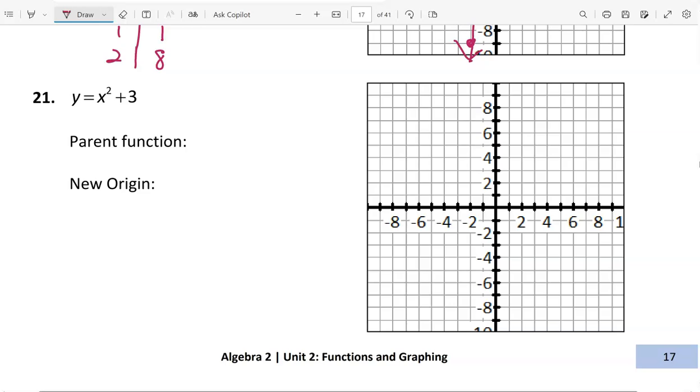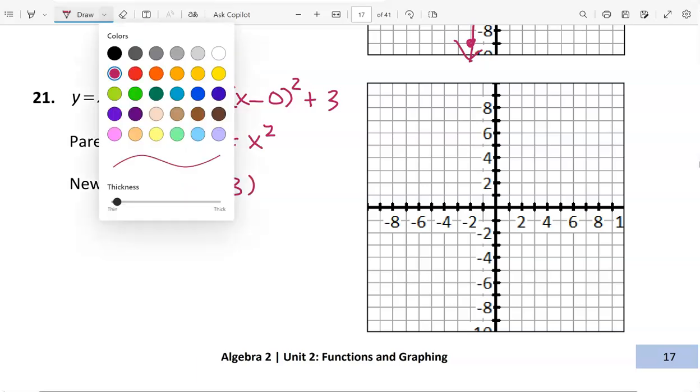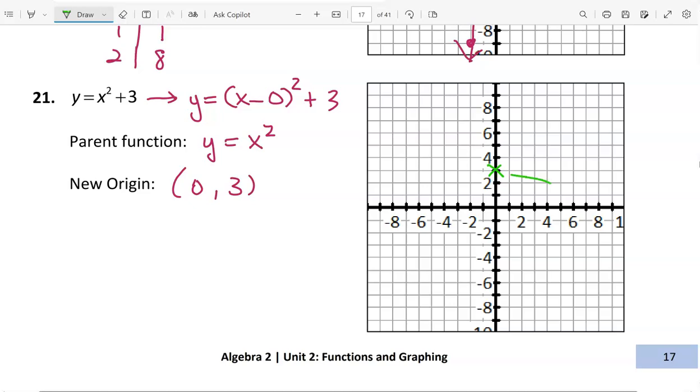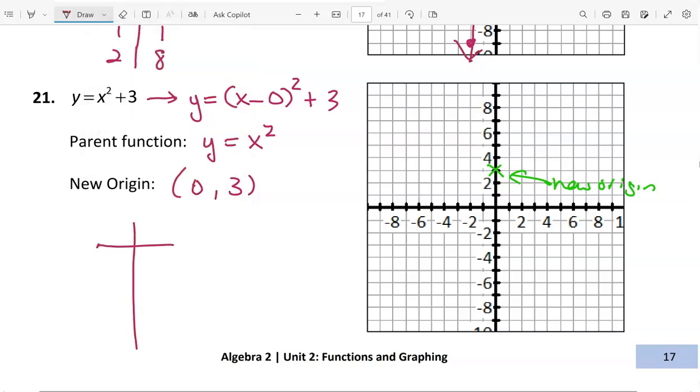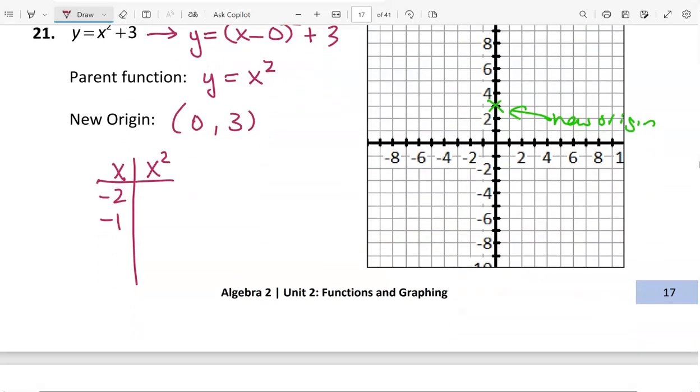Let's take a look at 21. You'll notice that we don't have a parentheses or a grouping indicated here, so I'm going to rewrite this in the form y equals (x minus 0) squared plus 3. So our parent function is obviously y equals x squared. Our new origin is the point 0, 3. So I'll graph the point 0, 3. There's the new origin. And we can create a table of values for y equals x squared to graph the points from that new origin.